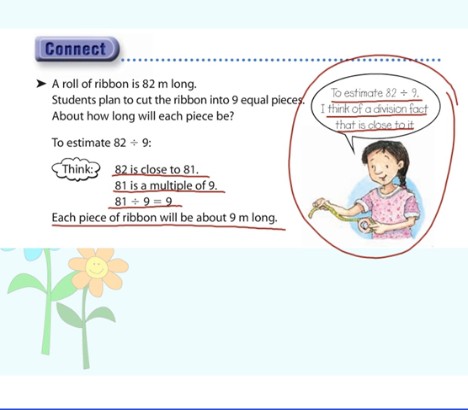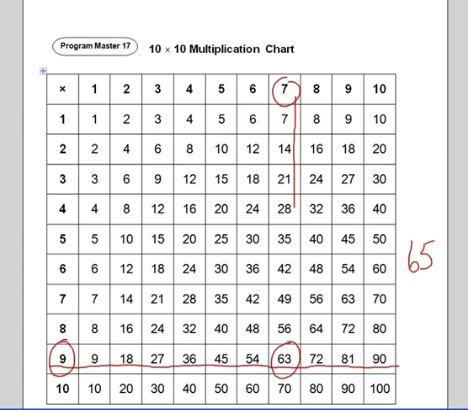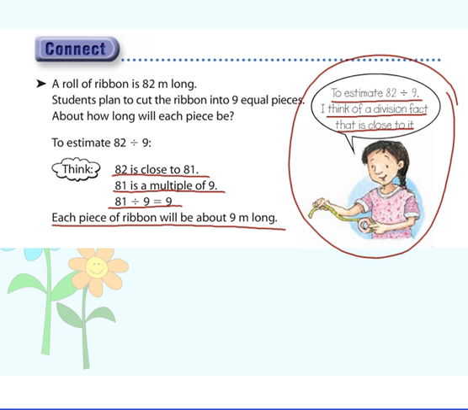She came to the one that was closest. So let's have a look. 9, closest to 82 would be 81. 9 times 9 is 81. So that's how she solved this. How many would she have left over? She would have 1 meter left over, because between 81 and 82 there'd be 1 meter left over. So each piece of ribbon would be about 9 meters long. Let's continue and do some more examples.